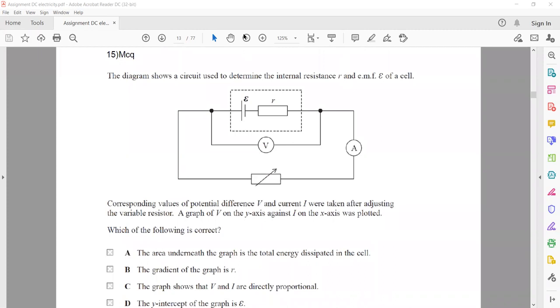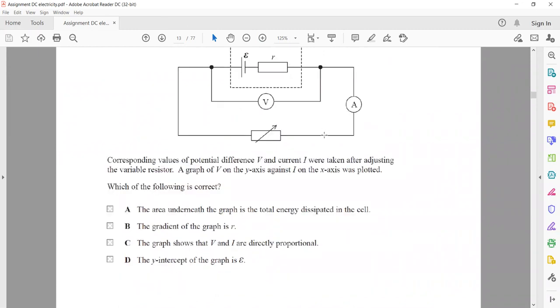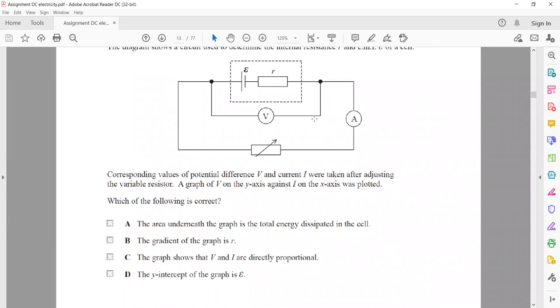In question 15, the diagram shows a circuit used to determine the internal resistance and EMF. Corresponding potential V and I were taken and adjusted. A graph was plotted with V on the y-axis and current on the x-axis. Which of the following is correct? The area underneath the graph is the total energy dissipated. That does not give, because area will be a product and that will be the power.